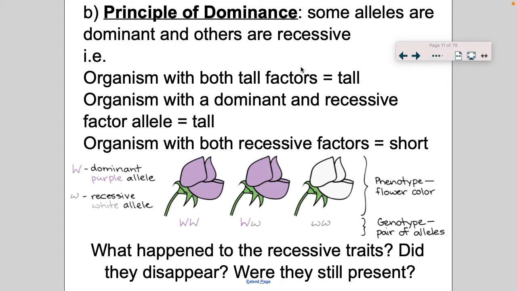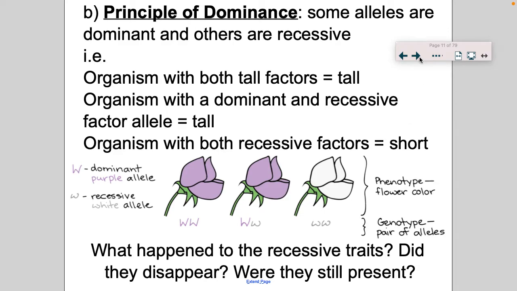So if an organism has both tall factors, maybe, or both purple factors, like in this diagram right here, big W, it's going to represent the dominant trait, in this case purple or maybe tall. An organism with a dominant and a recessive, so a hybrid, a mix, big W, little w, will be purple, or in this case, tall. An organism with both recessive factors is short, okay? So, what happened to the recessive traits? Did they disappear? Were they still present?